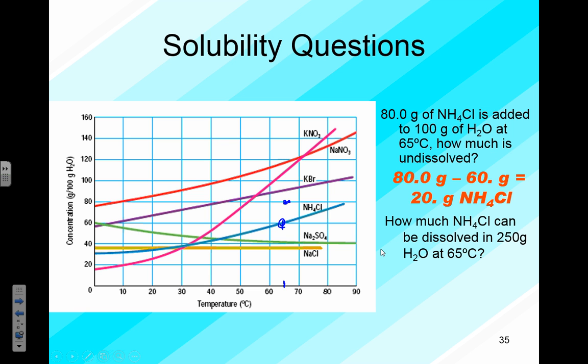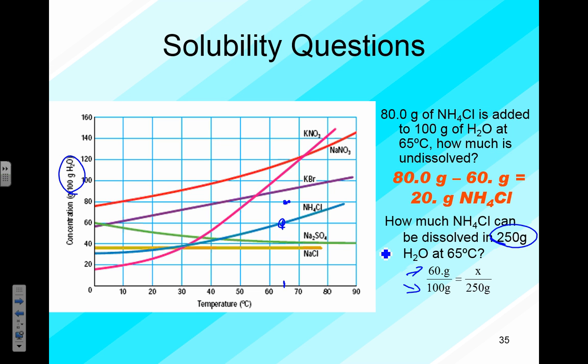How much ammonium chloride can be dissolved in 250 grams of water at 65 degrees Celsius? You need to catch something and you need to learn to look for it immediately with these types of questions on the test. We've got 250 grams of water. The graph is only good for 100 grams of water. So if we're interpreting numbers from the graph, they're going to be how much we can dissolve in 100. Now for ammonium chloride at 65 degrees Celsius, that would be right here. 60 grams can be dissolved in 100 grams of water.